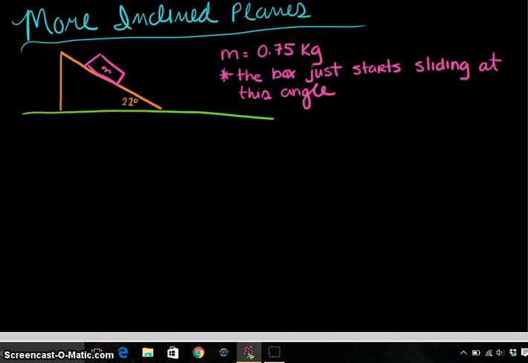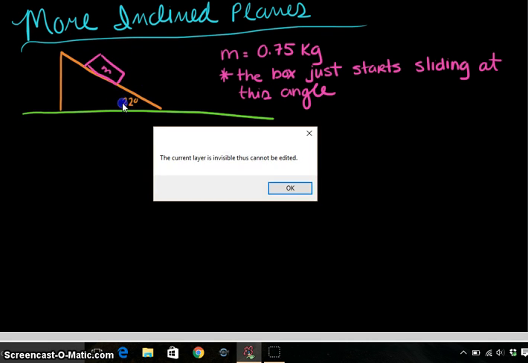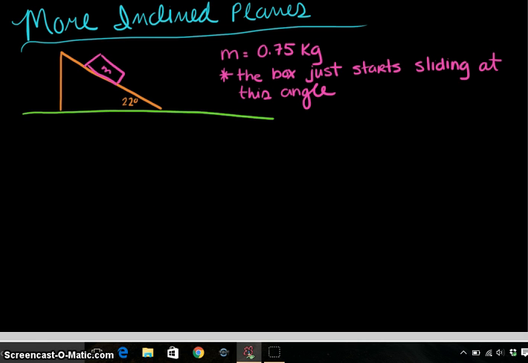Hey everyone, today we're going to take a look at some quantitative problem solving with inclined planes. To start, I have a mass on an inclined plane, and that inclined plane is being raised from the horizontal. Once it gets raised up to this 22 degree angle, we notice that the box just starts to slide at this angle.